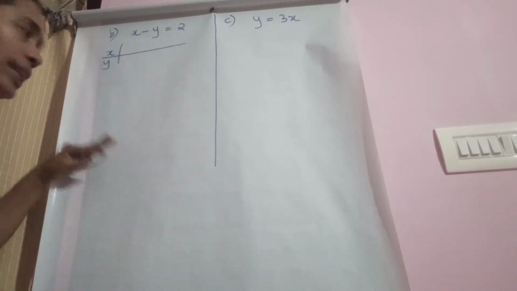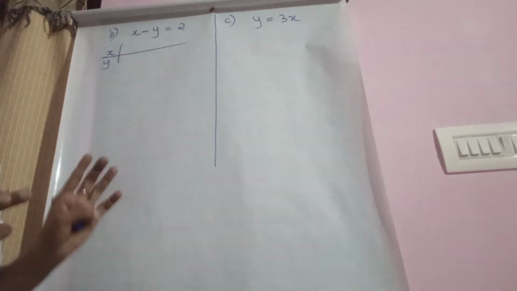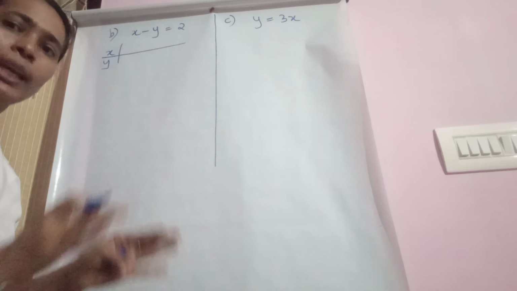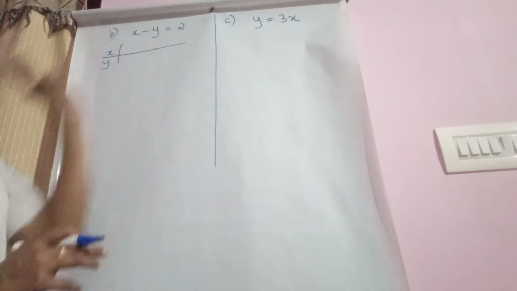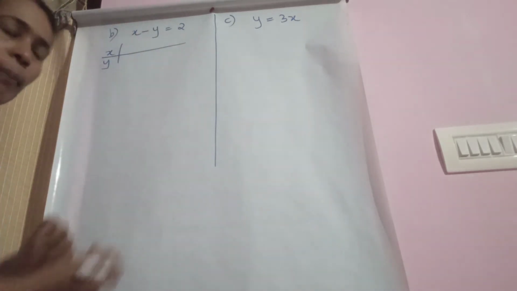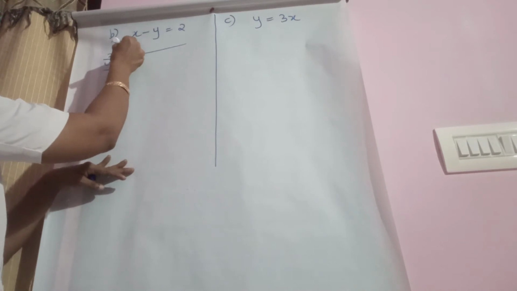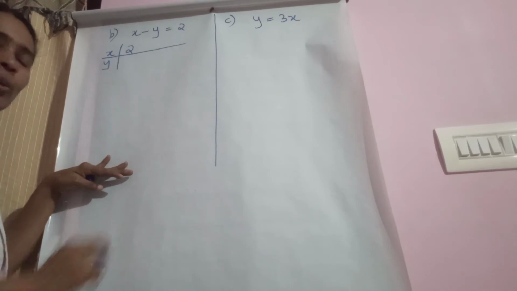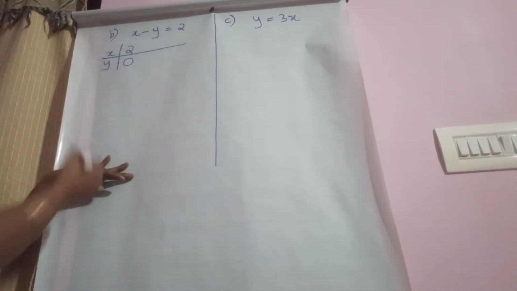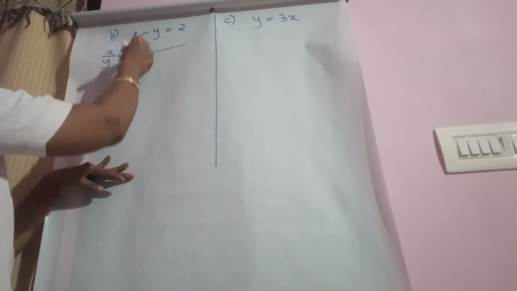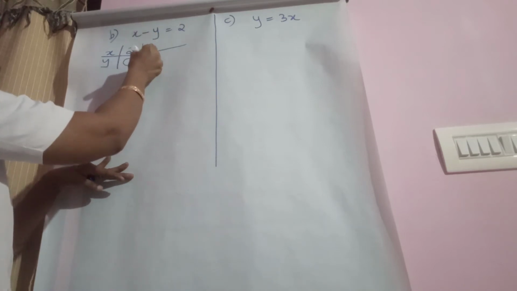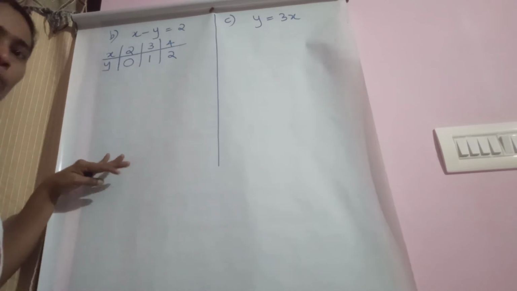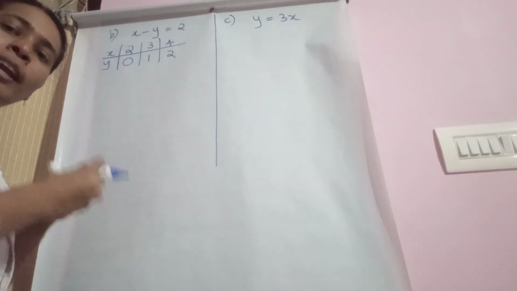See your answers: x minus y equal to how much is needed? 2 is needed. Any numbers you can select, but the difference of the numbers should be 2. So what are the possible numbers? Let me start with the first number 2 itself. 2 minus what number is giving 2 to you? 2 minus 0. Next, which number is giving 2? 3 minus 1. Then 4 minus 2. 5 minus 3. Like that you can get enough solutions.